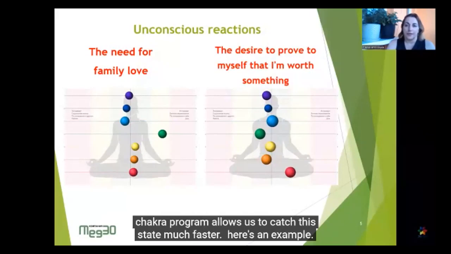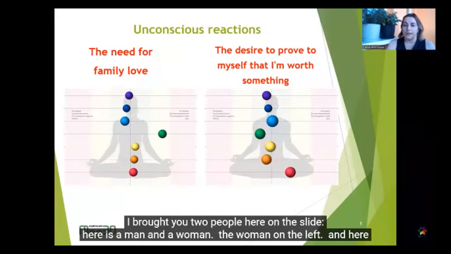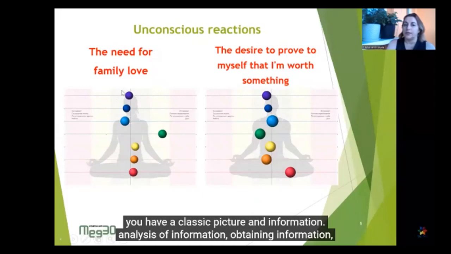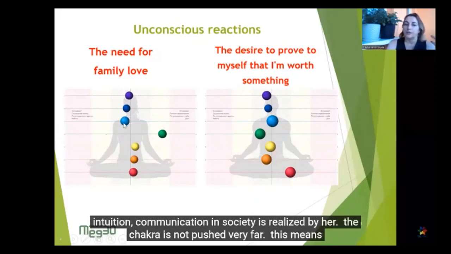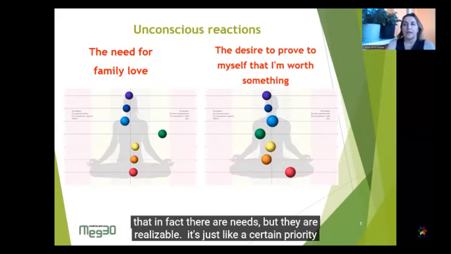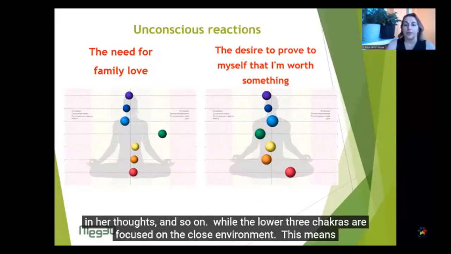And here is an example. Here are two people on this slide. Here is a man and a woman. The woman is on the left. And you have a classical picture and analysis of information: intuition and communication in society are realized by her. The chakras are not pushed very far from the center, and this means that in fact there are needs, but they're realizable. It's just like a certain priority, so everything is fine, but in her thoughts and so on.